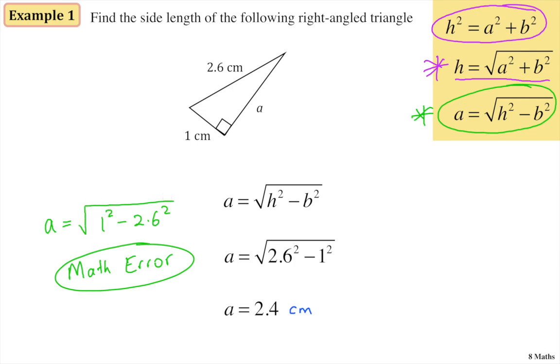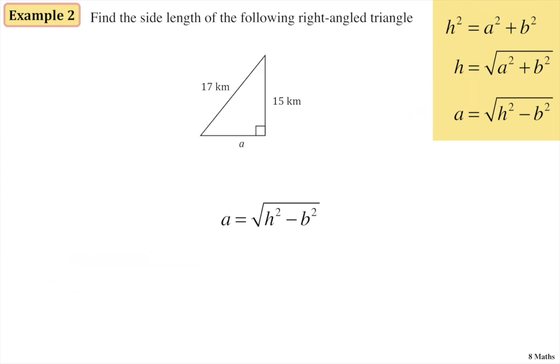So when you're using this shortcut with the minus sign, the order that you put the numbers under the square root sign is really important. You must have the biggest one, the hypotenuse, first. If you don't, you're going to get the wrong answer, or you won't get an answer, you'll get a math error. Let's try our second one.